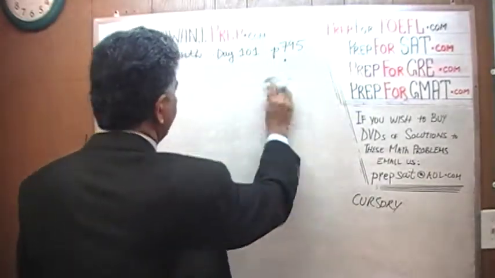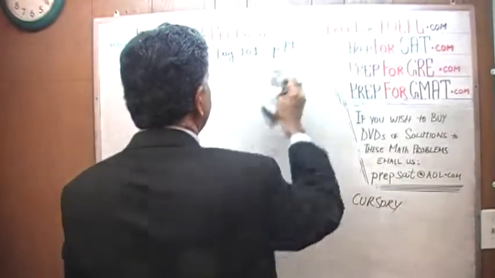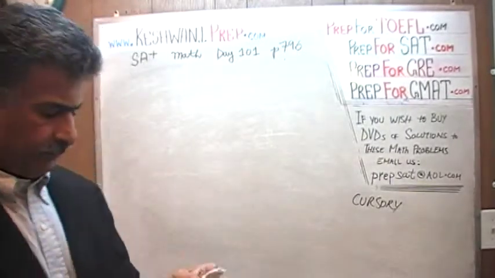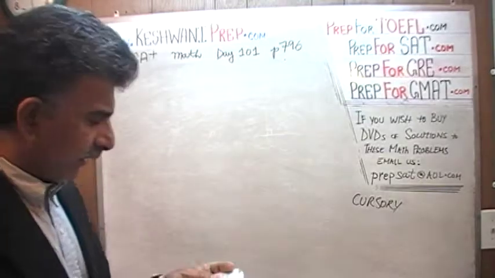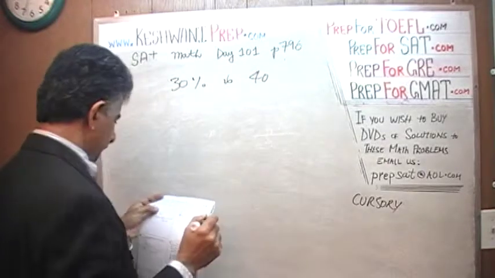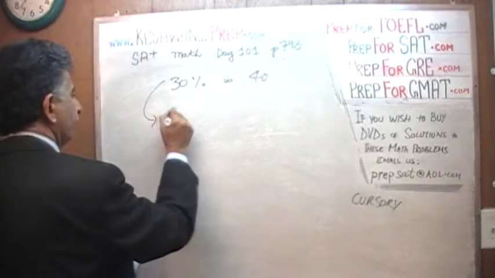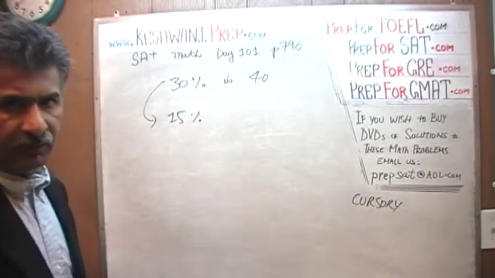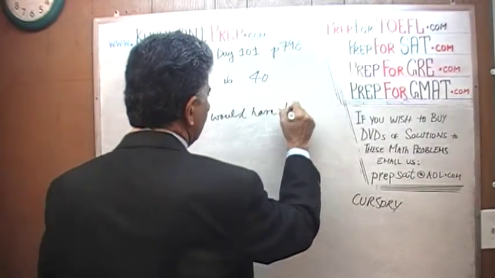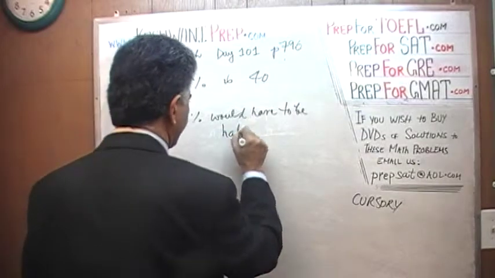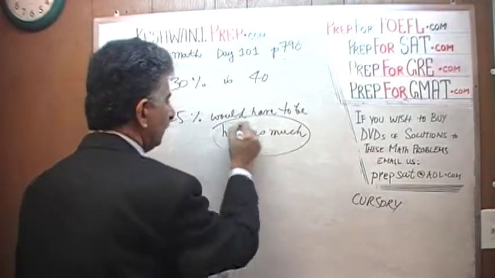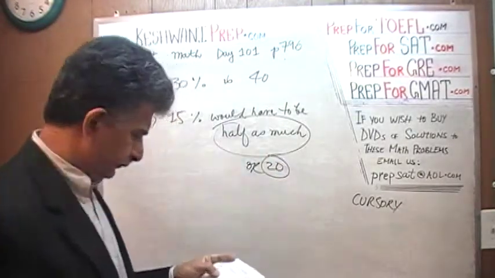Number 3. Next page, 796. Number 3. If 30% of M is 40, alright, so we know 30% is 40. What is 15%? Well, if 30% of something is 40, then 15% would have to be half as much, because 15 is half of 30. This will have to be half as much, or 20, which is answer choice B.